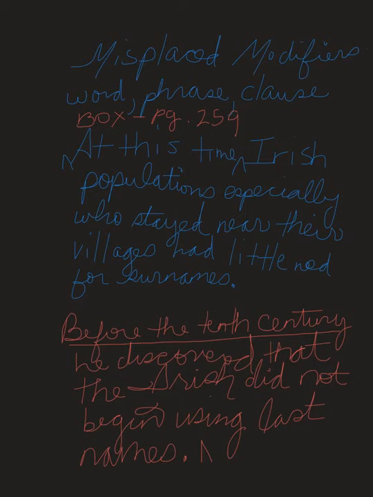So our information in this section is on several different kinds of misplaced modifiers. Okay, different ways that they're misplaced. There is a box on page 259 that gives a list of 10 different words that can modify other words. And these are very often misplaced describing words, okay? Adjectives and adverbs.